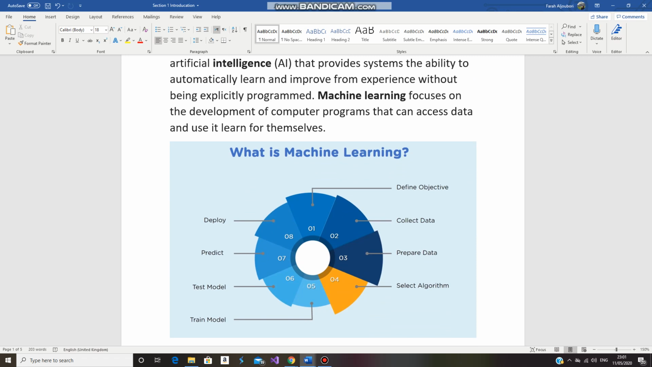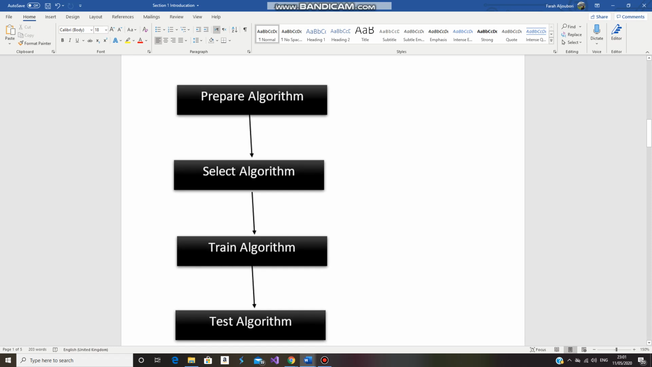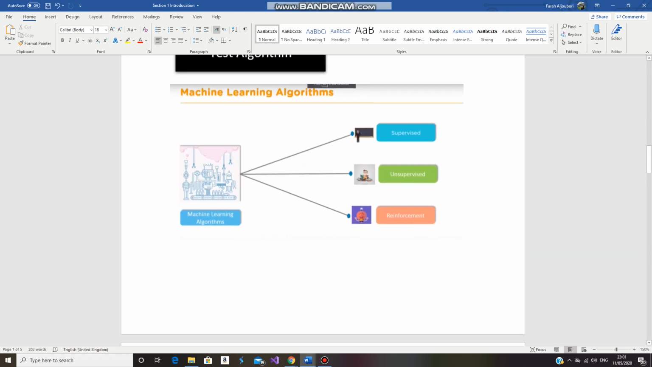The fifth step, train the model. After using the algorithm, through the algorithm I can train the model, I can test it, then I can predict the data, and finally reach stage 8, to deploy it. So it's important to prepare the data, select the algorithm, train the algorithm and test the algorithm.